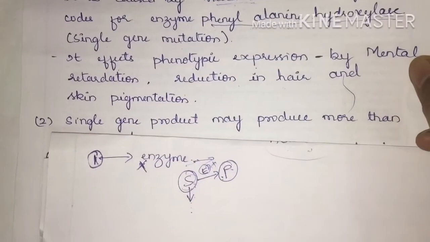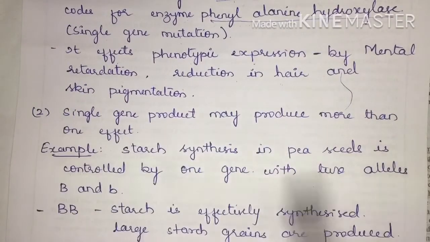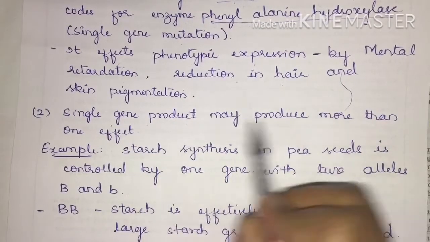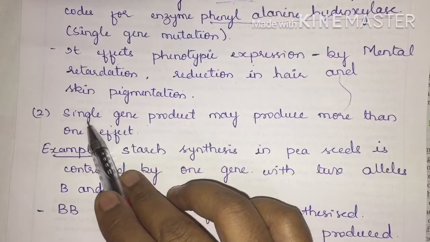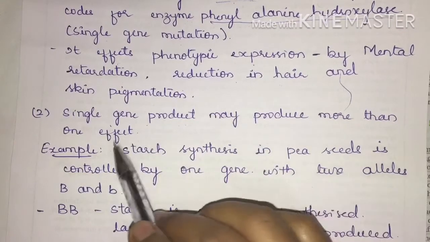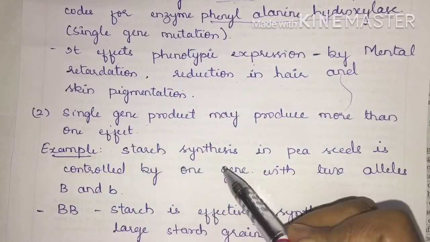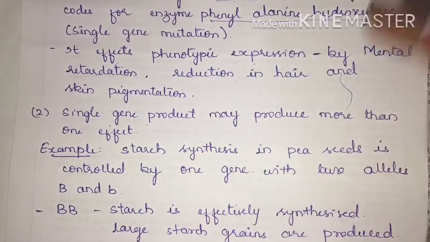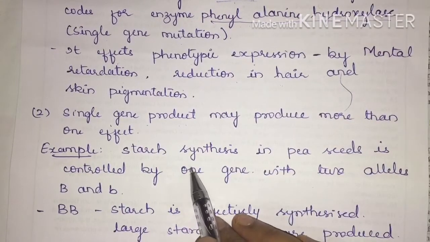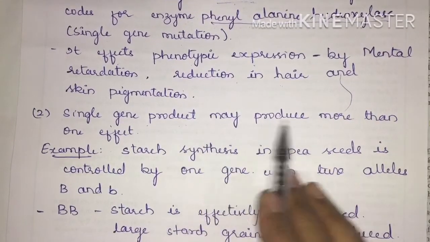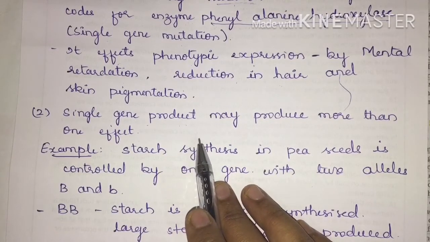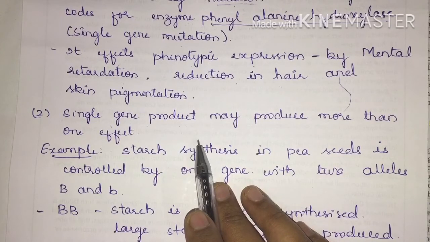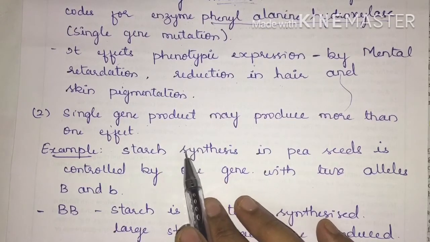One more example related to pleiotropy: a single gene product may produce more than one effect. One gene's product may produce more than one effect. What are those you have here? Related to this, a single gene product may produce more than one effect. This you don't have here on page number 288. This is there in multiple alleles, after multiple alleles you have this information.